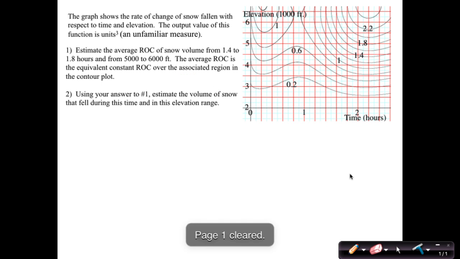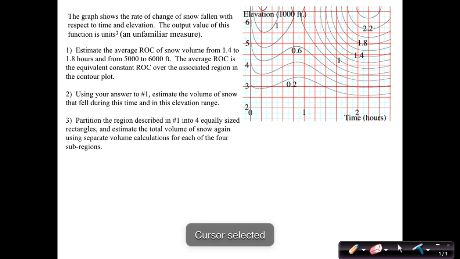So we're going to answer that same question again, but this time, we're going to partition that region into 4 equally sized rectangles, and then estimate the total volume of snow again using separate volume calculations for each of the 4 subregions. Is the task clear? This is where I'm going to take attendance. You're going to do this while I take attendance. So rather than throwing a constant rate on the whole thing, you're going to now break it up into 4 equal rectangles, just according to the grid there, and estimate the volume that way.